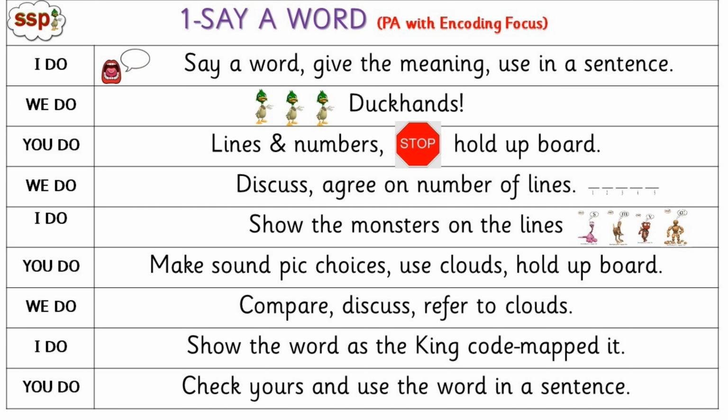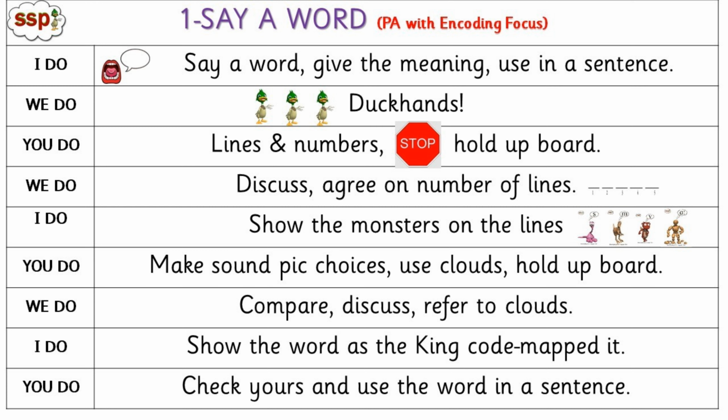And again, before we actually look at the word, the children might look at each other and discuss again, well, why did you do that? Well, because I've seen this pattern in this other word. Well, I think, and there's so much talking going on. It's just brilliant. So then the teacher, you are going to show the word. This is the word as the king code mapped it in his code mapping book, the dictionary. So the children look at it, check it, and change it on their board. So they're self-editing. And again, they'll use the word in a sentence.